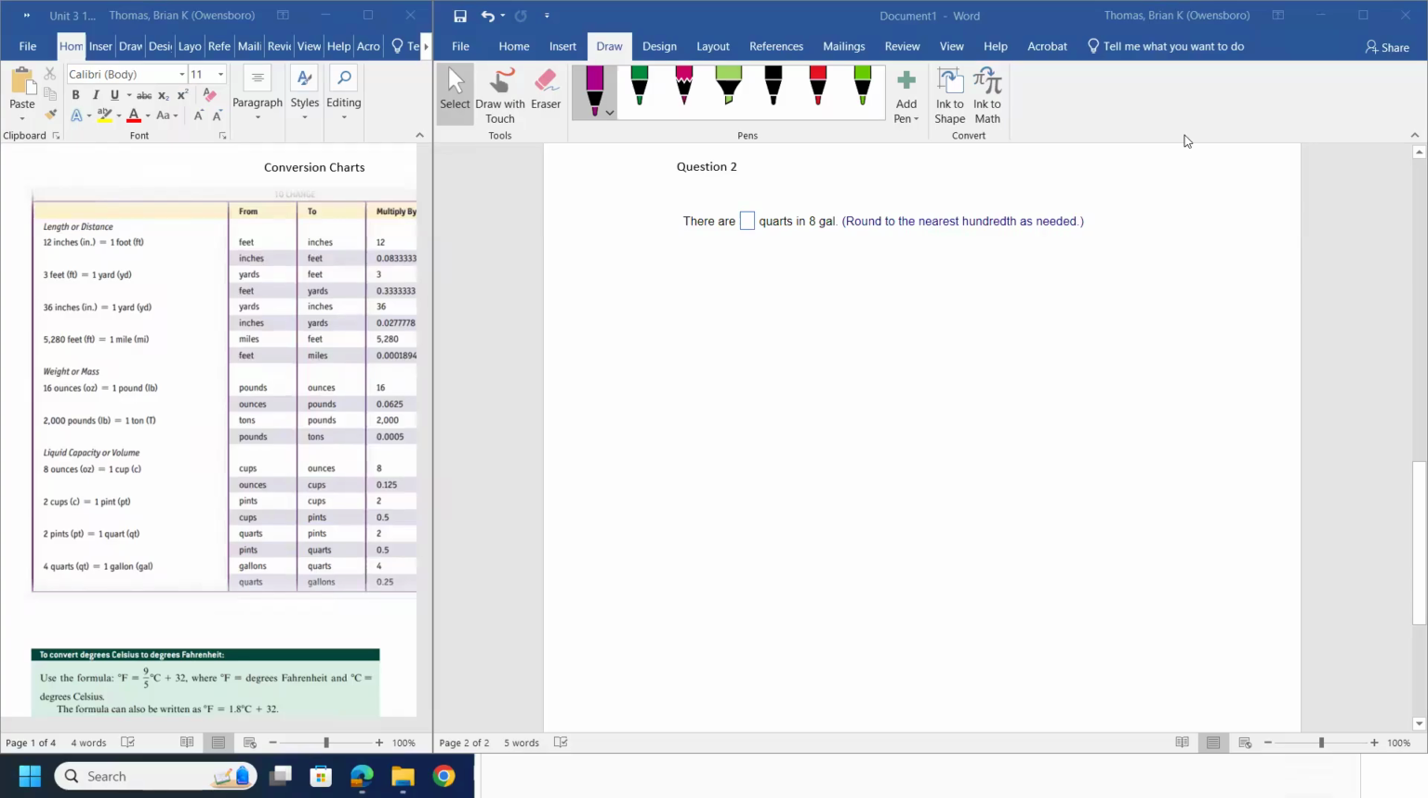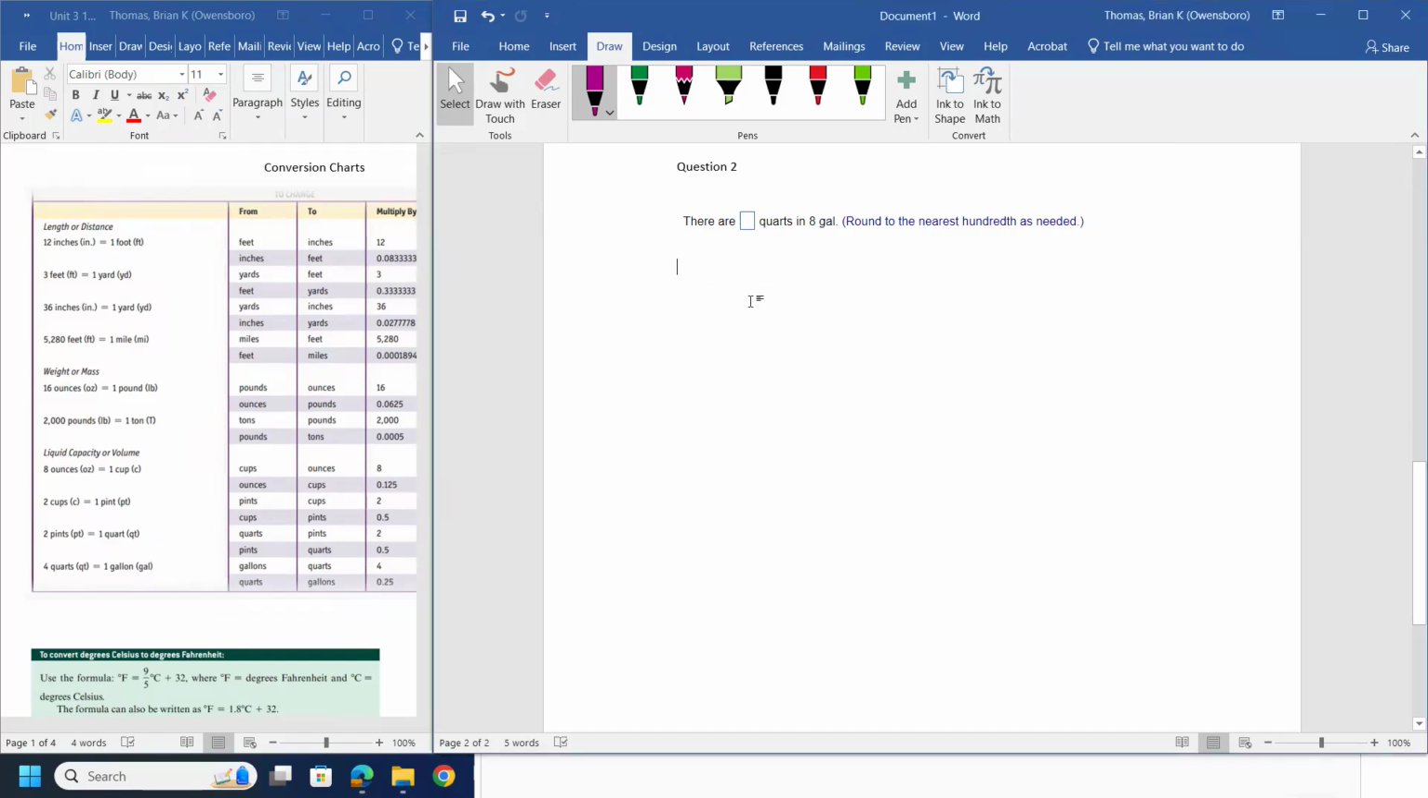Question two asks basically how many quarts are in 8 gallons. Now, again, you can use a reference sheet, but we also have what's called Gallon Man from earlier grades. So if you want, you can use Gallon Man to organize your thoughts.